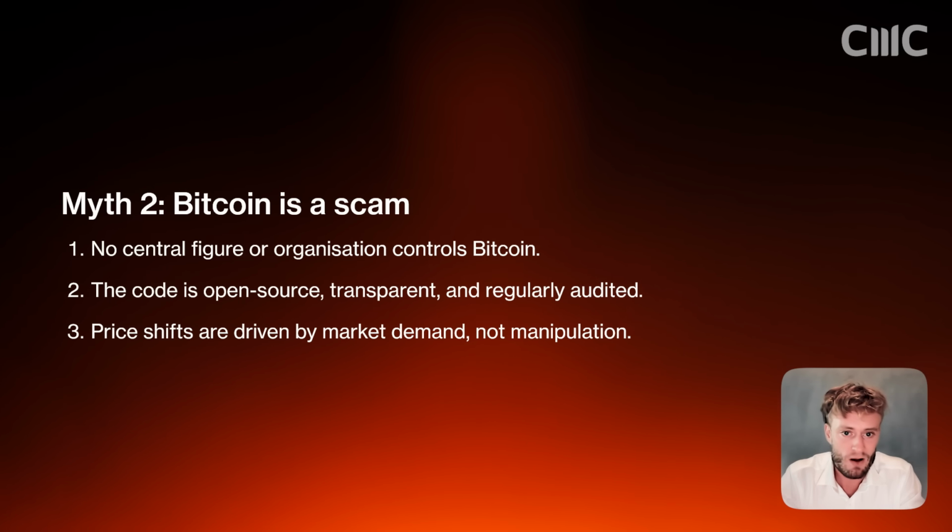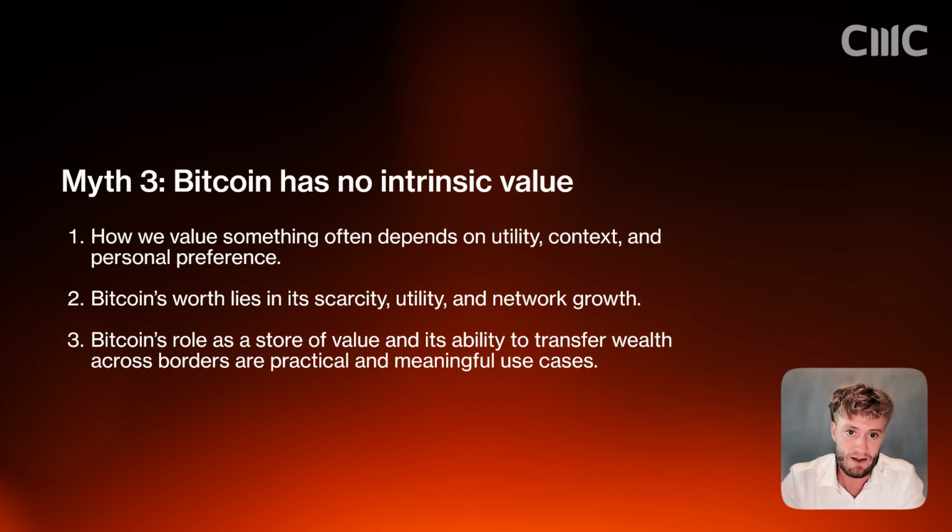A Ponzi scheme, on the other hand, typically requires a central organizer profiting at the expense of later investors. Bitcoin doesn't have that central organization. There's no company or single entity at the center controlling it. It's code-based, it's open source, and it's widely audited by experts, making it one of the most transparent financial systems ever created. Myth 3. Bitcoin has no intrinsic value.